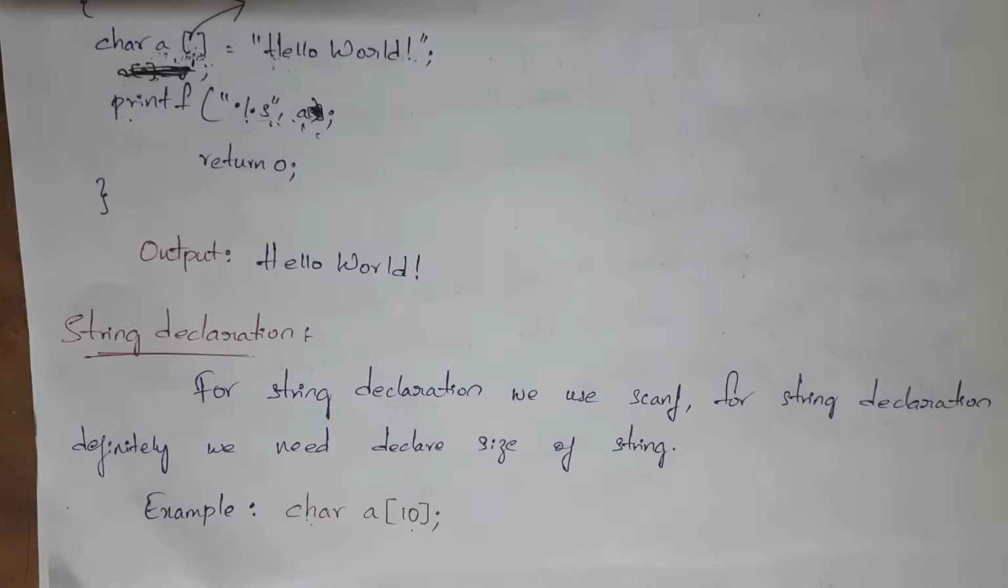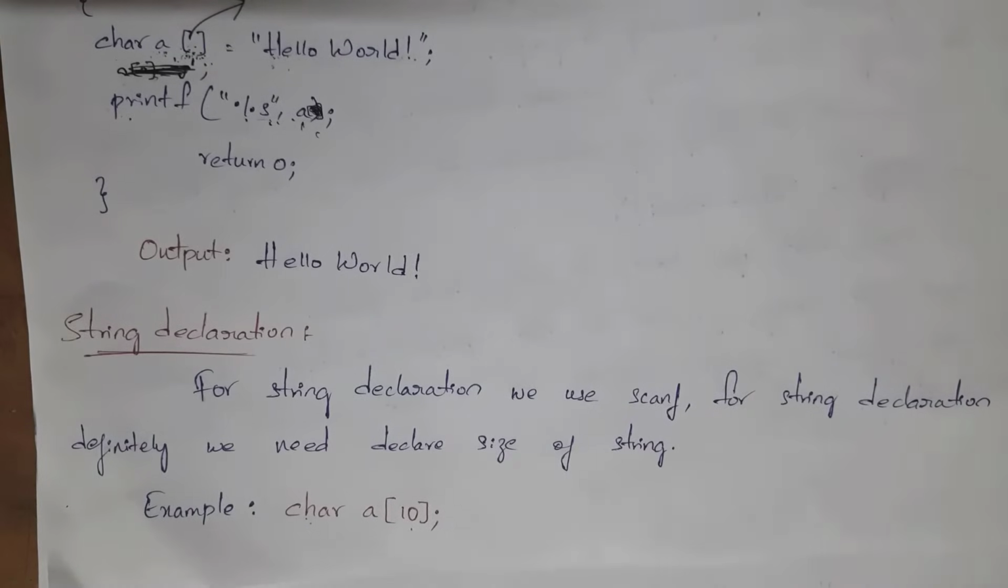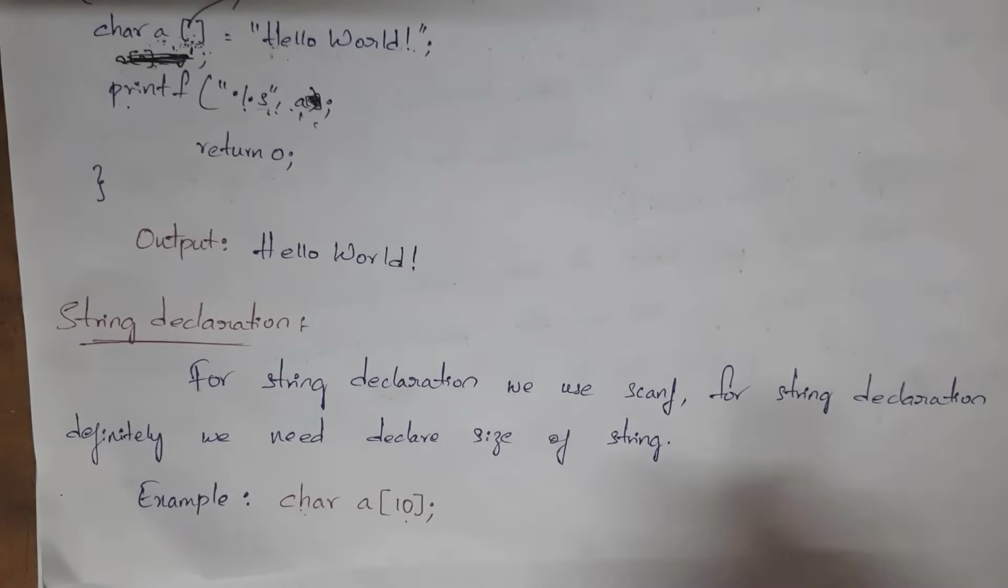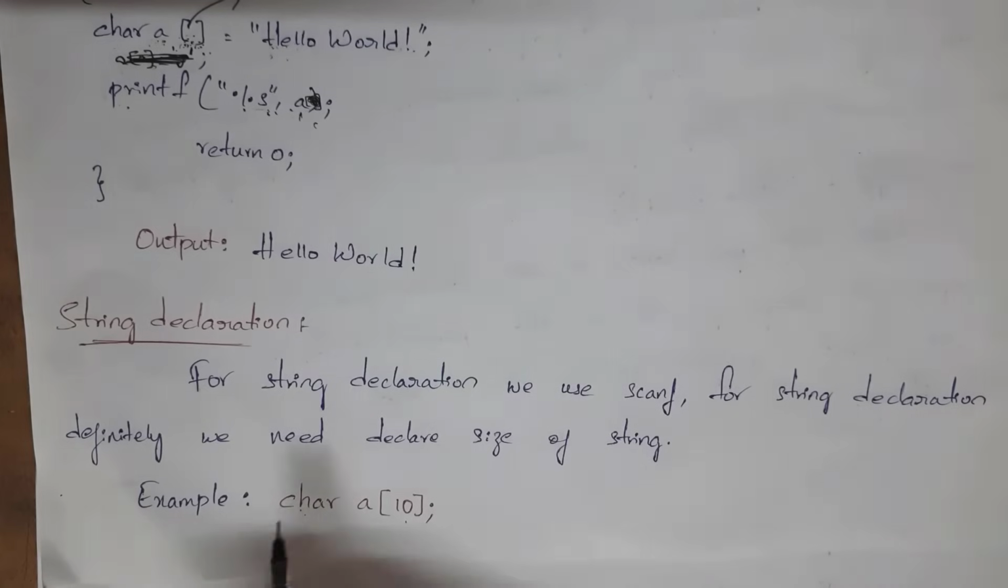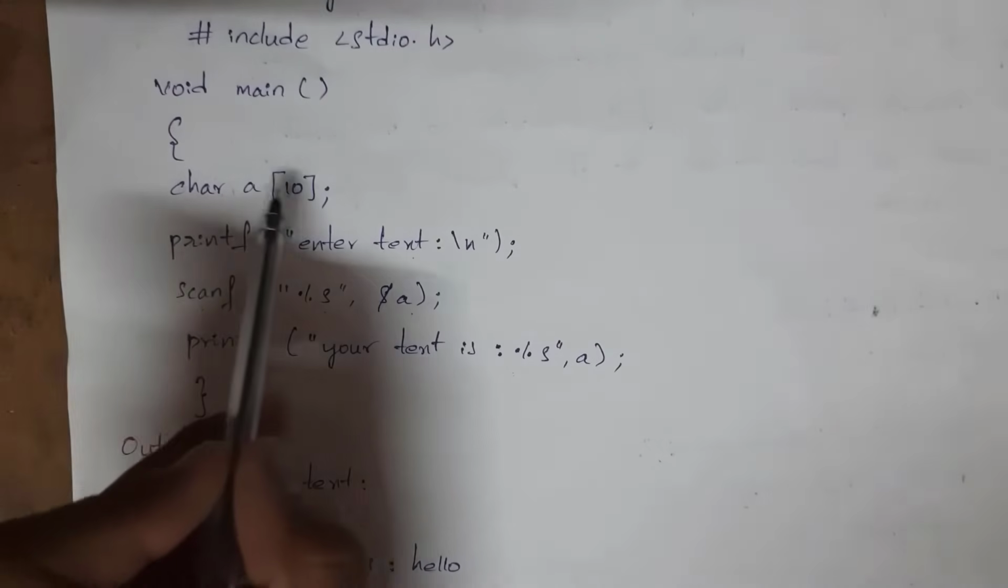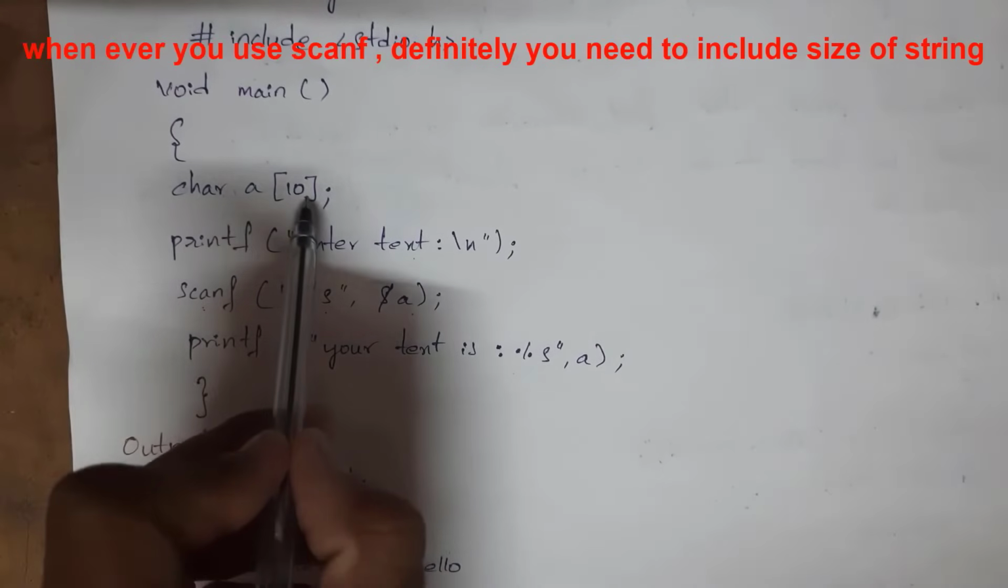Next, string declaration. String declaration means I am not assigning any values to the string, I am just declaring the string like character A of 10. Here I did not assign any value. I will assign the value by using scanf. So here I wrote just character A of 10. I will give one program. Here I wrote character A of 10. That means I can store up to 10 characters.